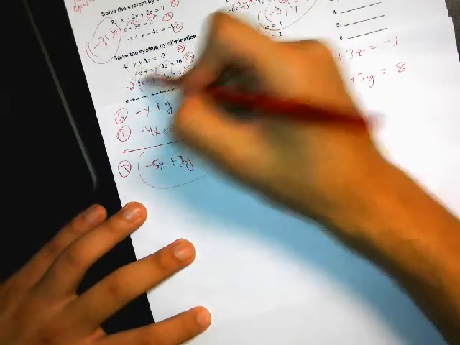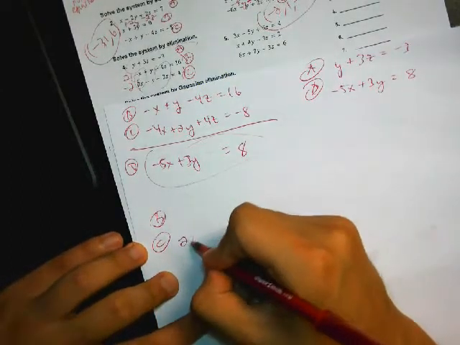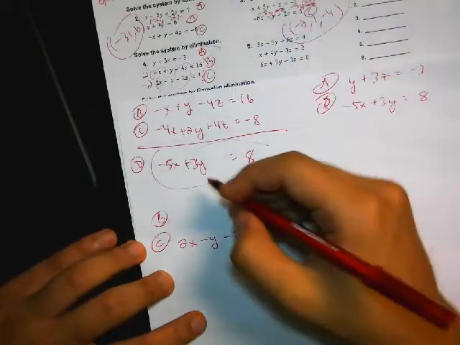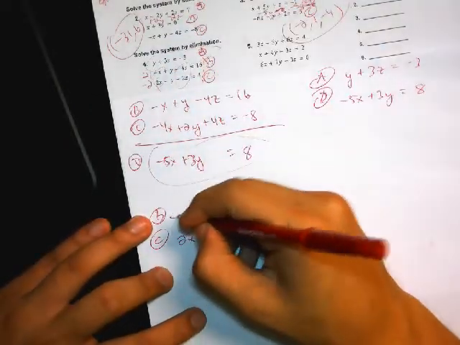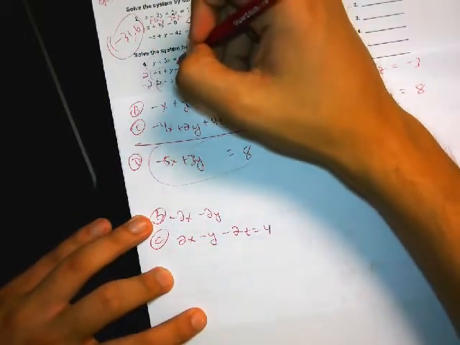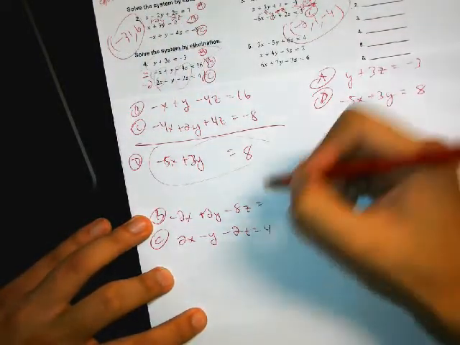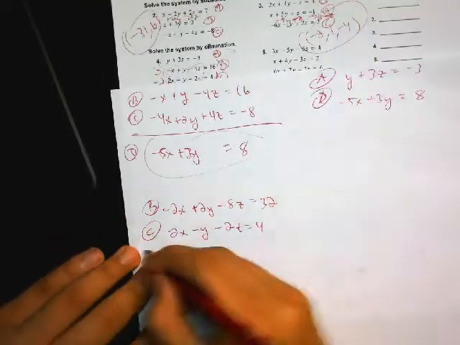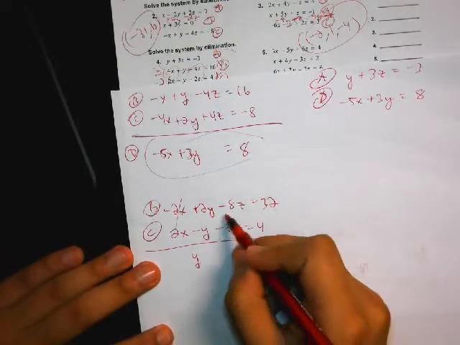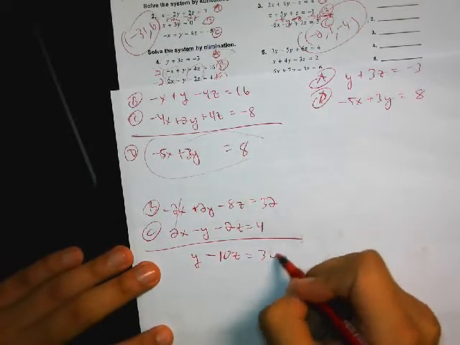So to get rid of my x here, I have to multiply the top one by 2. So I get B and C, 2x, 2z, 4. My top one becomes negative 2x minus 2y plus 2y minus 8z equals 32. Add those two. These cancel out. Y minus 10z equals 36.